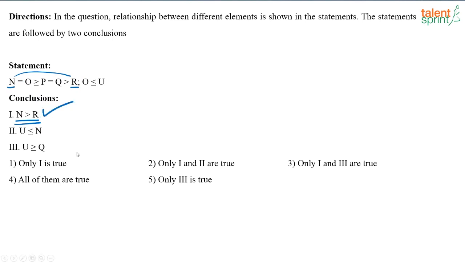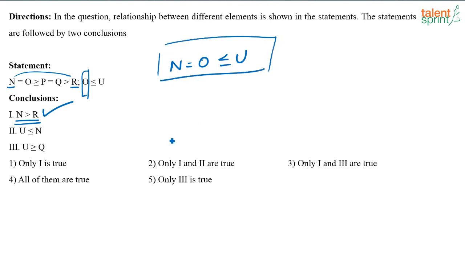Look at the second conclusion. The second conclusion says u is less than or equal to n. So what is the relationship between u and n? See, what connects u and n is o. So I know n is equal to o and o is less than or equal to u. If I combine n, o and u together, this is what I get as the relationship between n and u. So what can I say here? I know for sure that u is greater than or equal to n. That means u less than or equal to n is false. So the second conclusion does not follow.